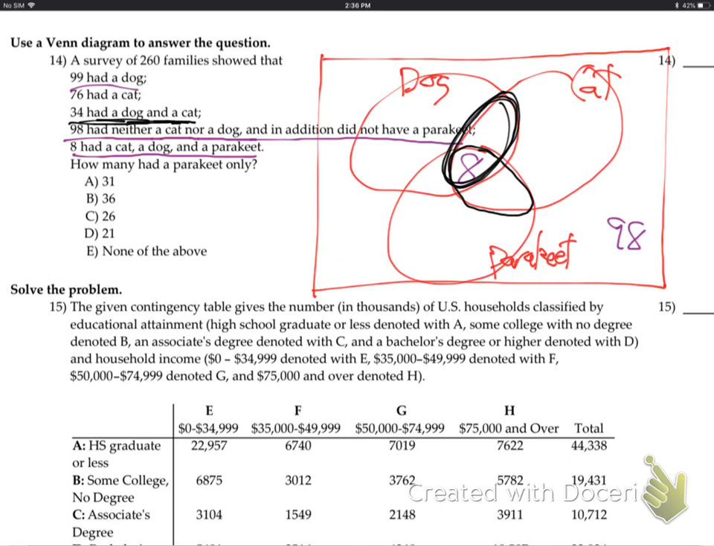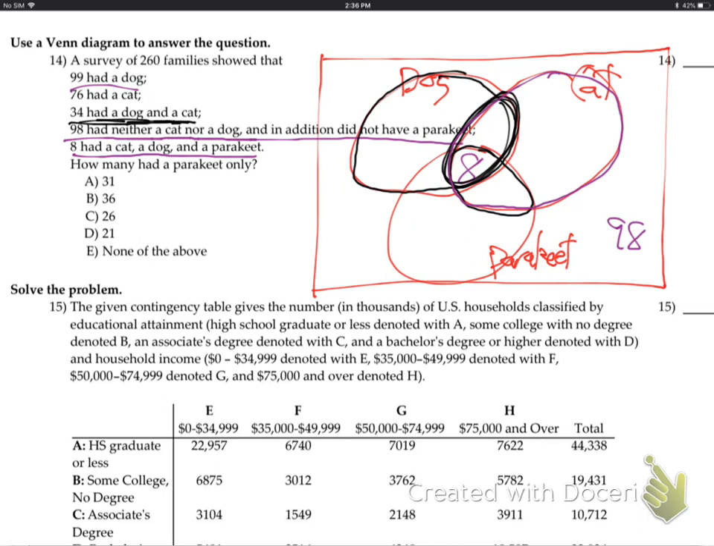Do y'all see that? Can I help with that a little bit more? Maybe if I color code this. Here's the dog circle. Okay, let me do the cat circle a different color. Here's the cat circle. Oh, it's just all getting mixed around. Yeah, that's all I got time for.